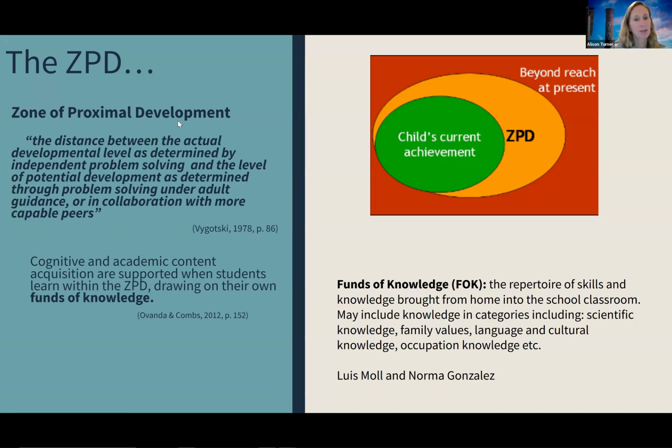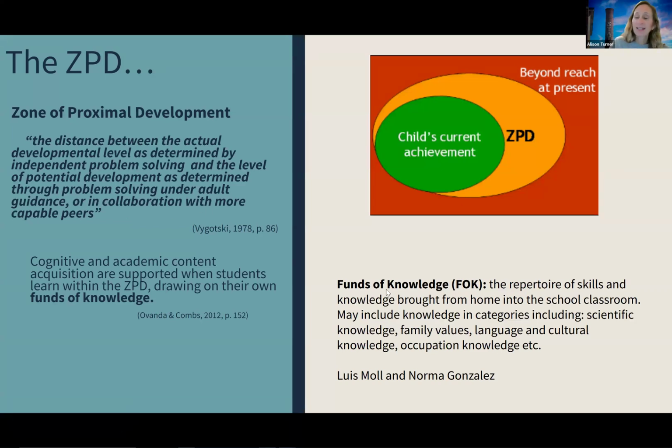Okay, you can see the quote from Vygotsky here on the left-hand side. The zone of proximal development, or ZPD, is the distance between the actual developmental level as determined by independent problem solving and the level of potential development as determined through problem solving under adult guidance or in collaboration with more capable peers. So certainly under the scaffolding of a teacher, you're able to really draw that learner a little bit further.